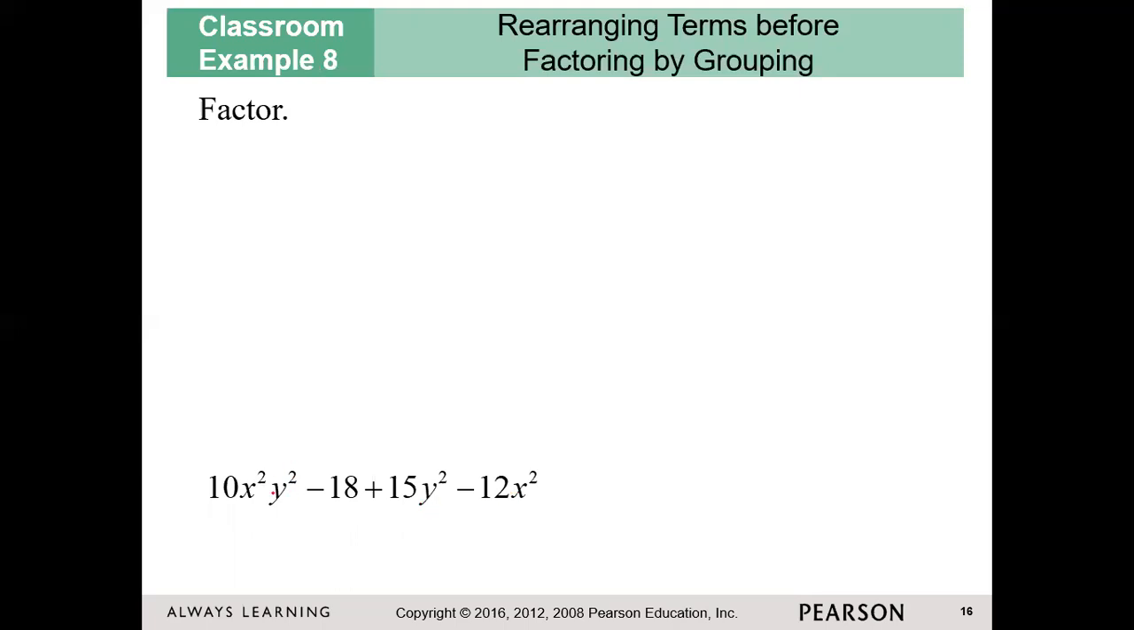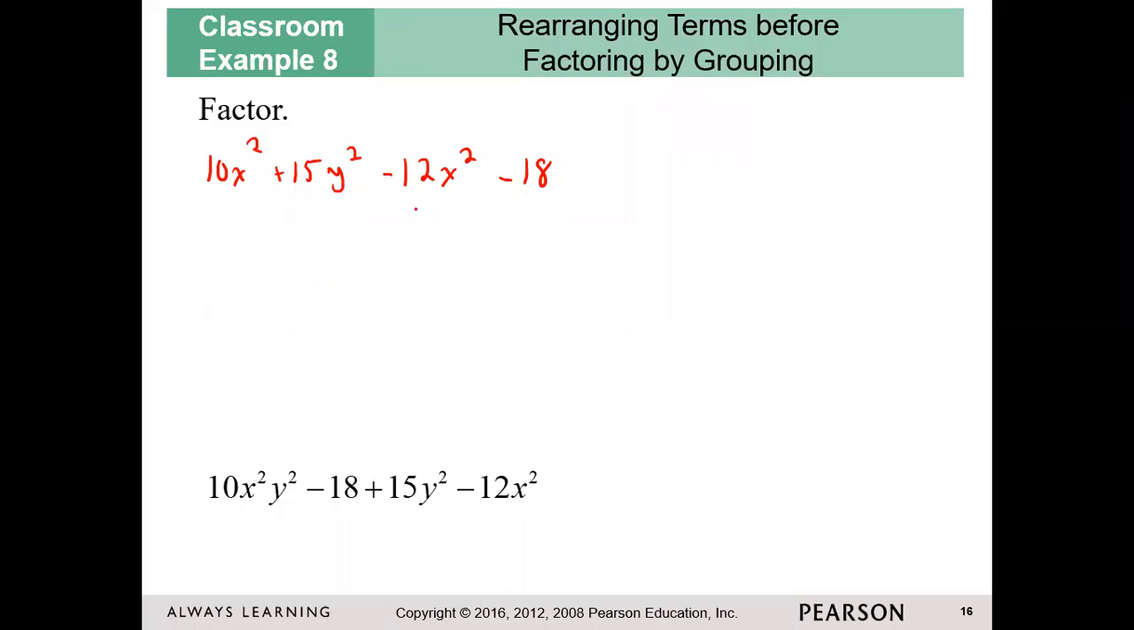So like you see over here that you have these y squareds and y squareds and a 10 and a 15. So you want to try and get as much together as you can, and then you can factor by grouping, hopefully. So what I'm going to do is rearrange my order here so that this is going to be 10x squared plus 15y squared minus 12x squared minus 18. So I'm just rearranging the order so I can put as much together as I can.